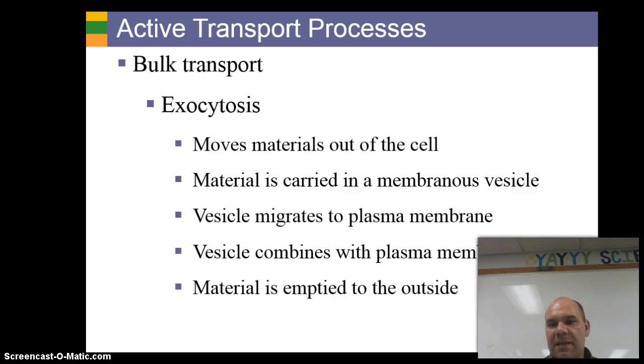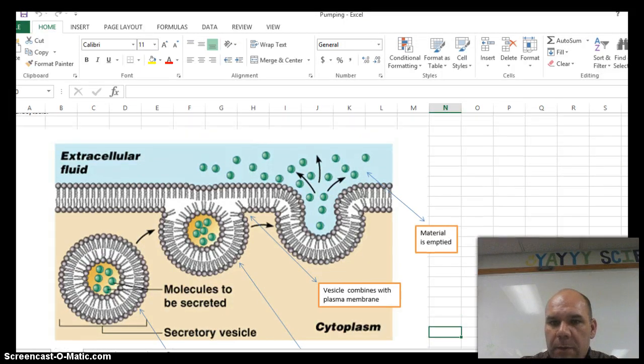rough ER, we know vesicles move components within a cell. We know that these vesicles migrate to the plasma membrane, the outside region of the cell. And this process involves the vesicle actually combining with the plasma membrane. And once that combining is complete, material is emptied on the outside portion of the cellular membrane. And this diagram will help explain that.